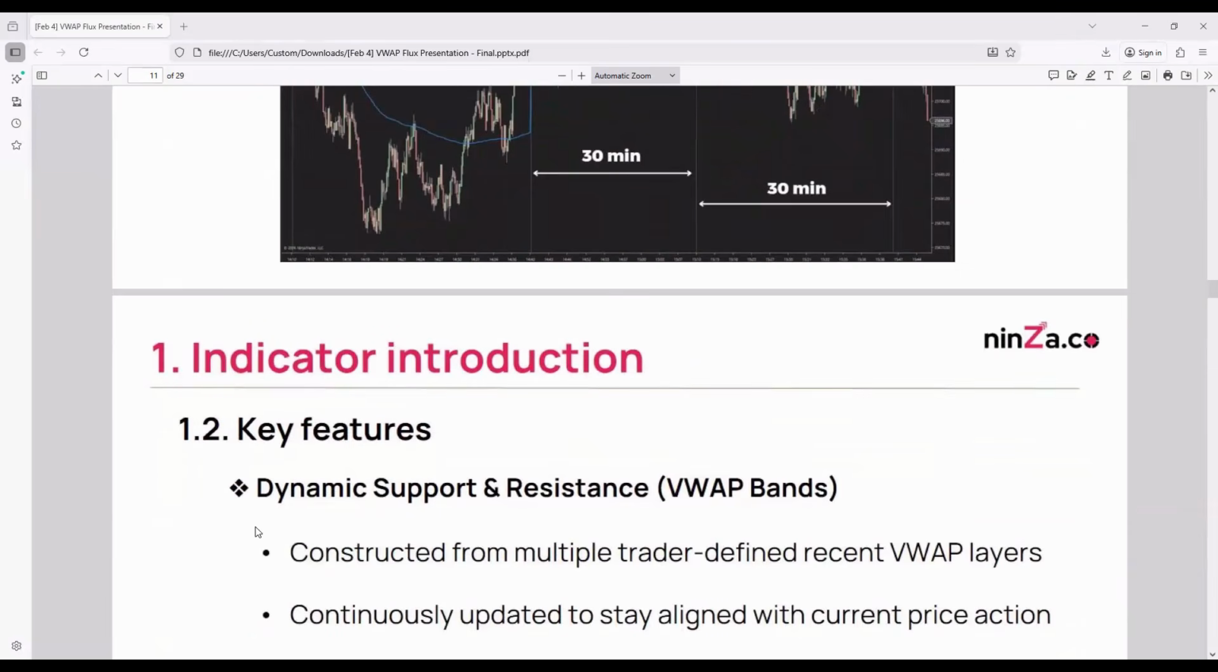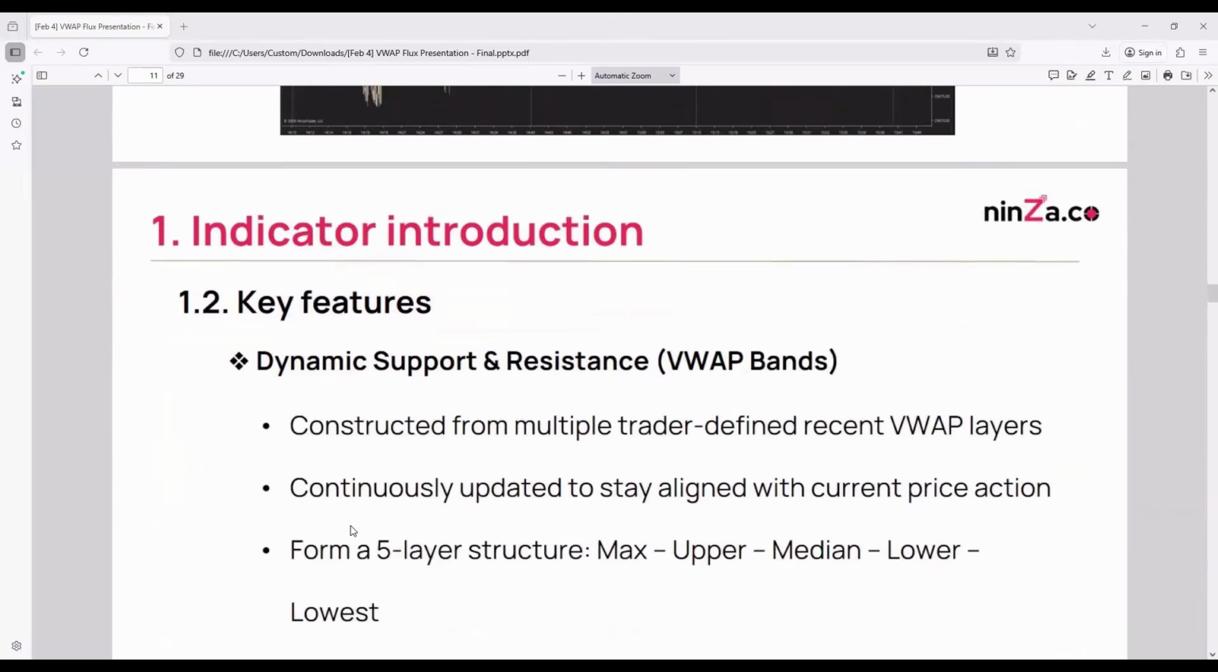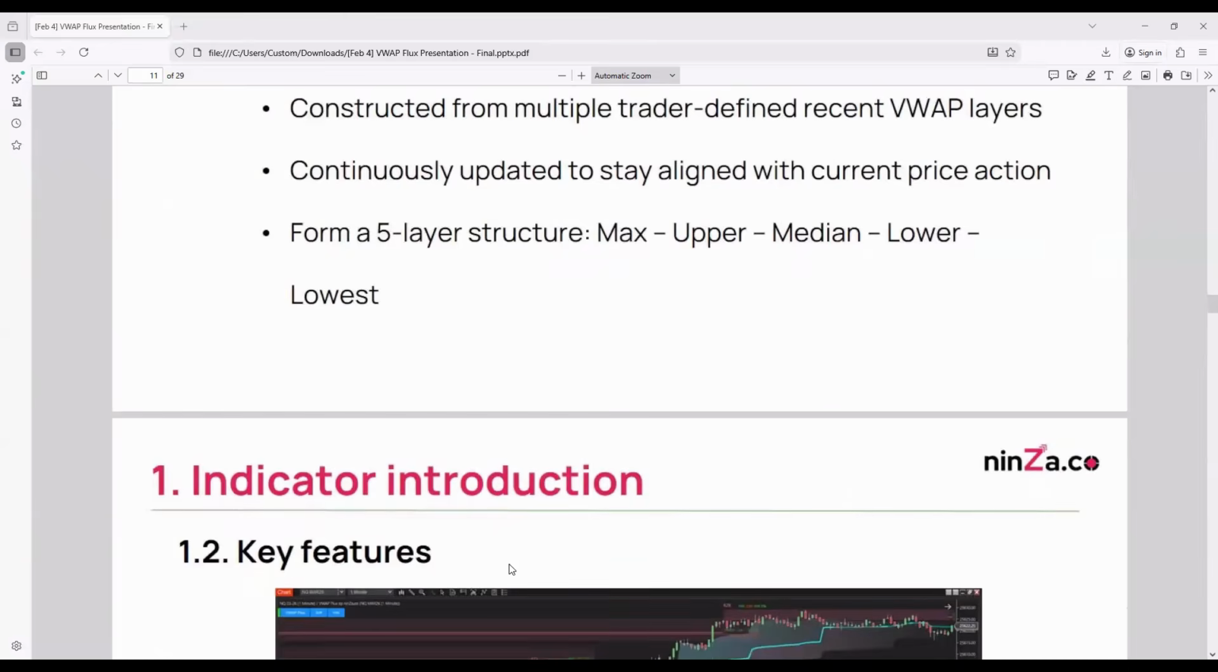The support and resistance, we showed that on the charts. And these are based on the VWAP band. So this one is like 5 layers. VWAP Flux has 5 layers of these previous VWAP areas that, of course, could still be relevant. These are the 5 layers I was talking about.